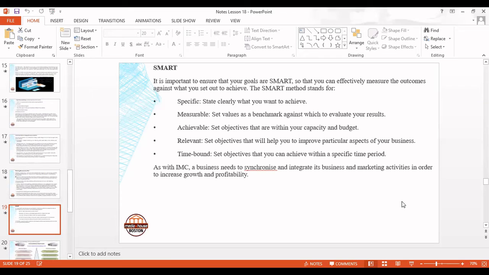Don't be too ambitious. And when you're creating a marketing communication strategy, make sure it is not vague. It should be clear, so that you understand your budget. Okay, guys, we have 10K. How are we going to work with our 10,000? Then relevant. Set objectives that will help you to improve particular aspects of your business.